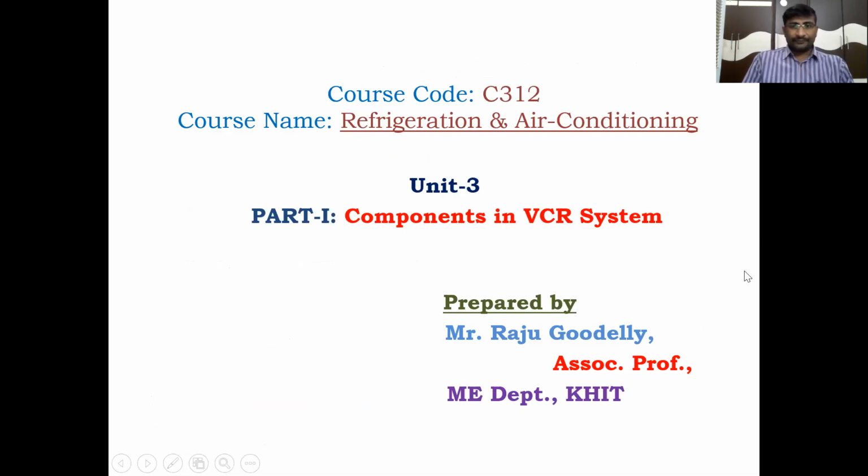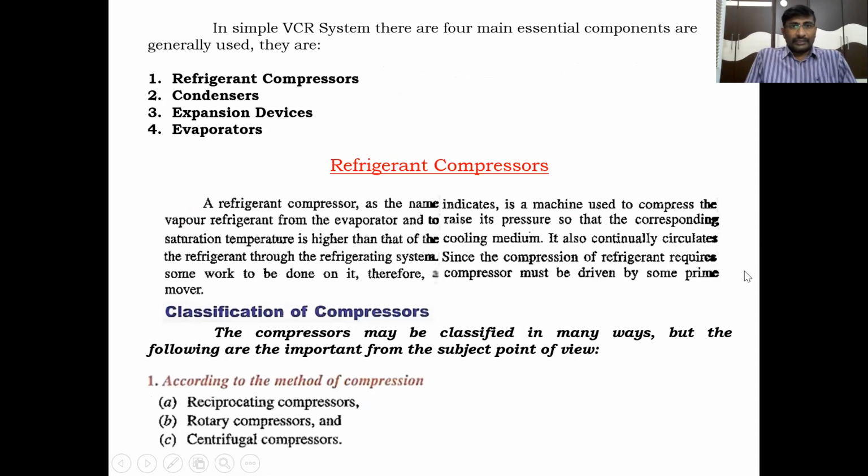Components in VCR system. As we know, in a simple VCR system, these are the 4 essential components: refrigerant compressors, condensers, expansion devices, and evaporators. These are the 4 essential components. Without these components, the VCR system cannot work. So first of all, let us discuss the refrigerant compressors and their classifications and working.